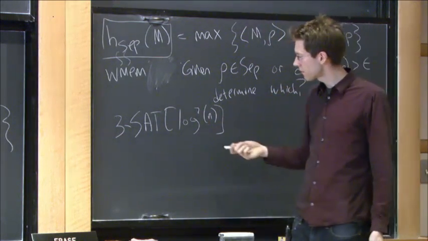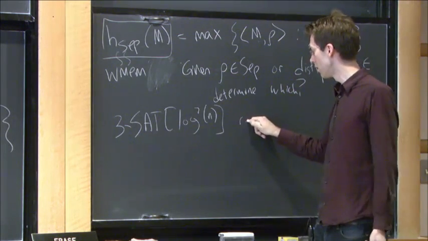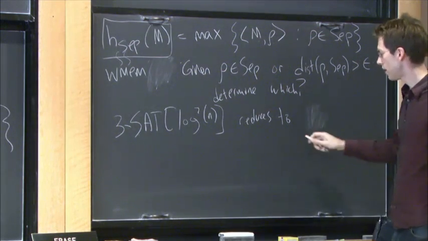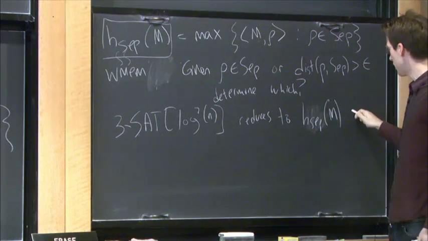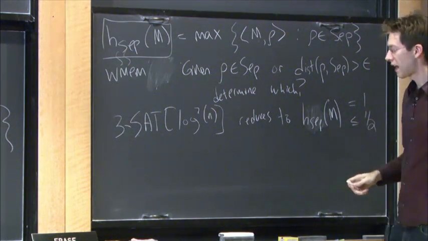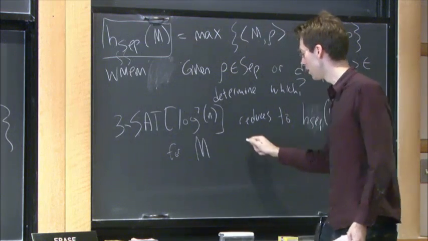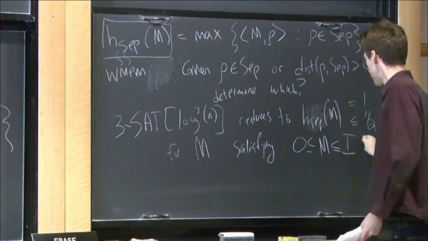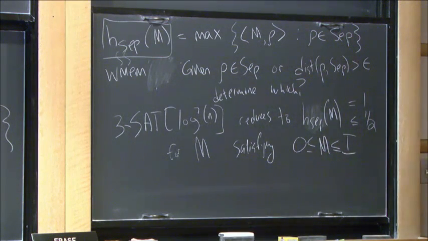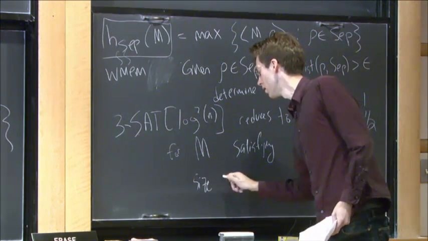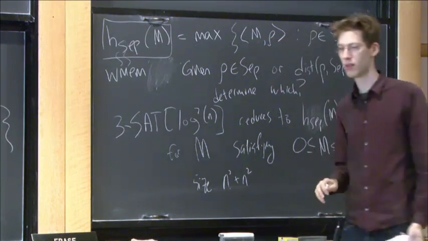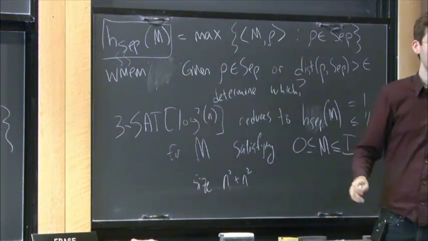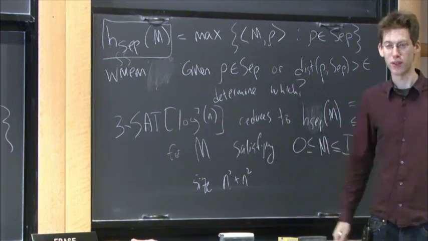So the result says a 3-SAT instance of length log squared n reduces to figuring out if h sep is equal to 1 or less than or equal to half, for some M that's positive semi-definite and between 0 and the identity. And the size will be like n squared by n squared. Or I guess this should be order log squared n. Actually, there's tildes in there too, but it's roughly this.